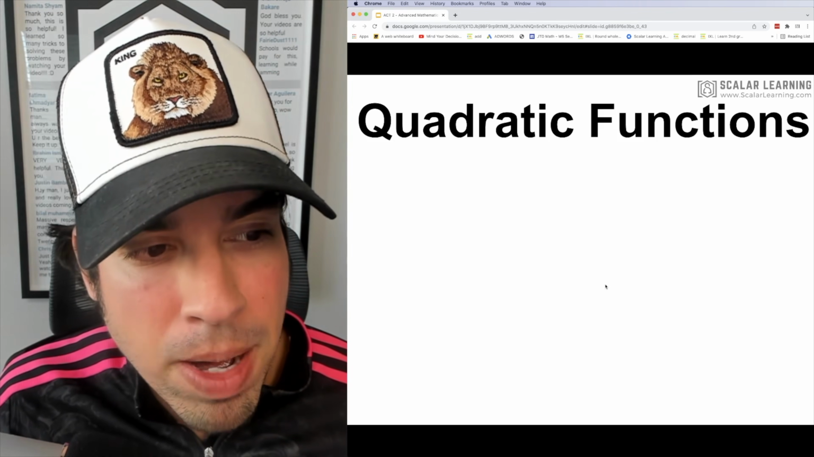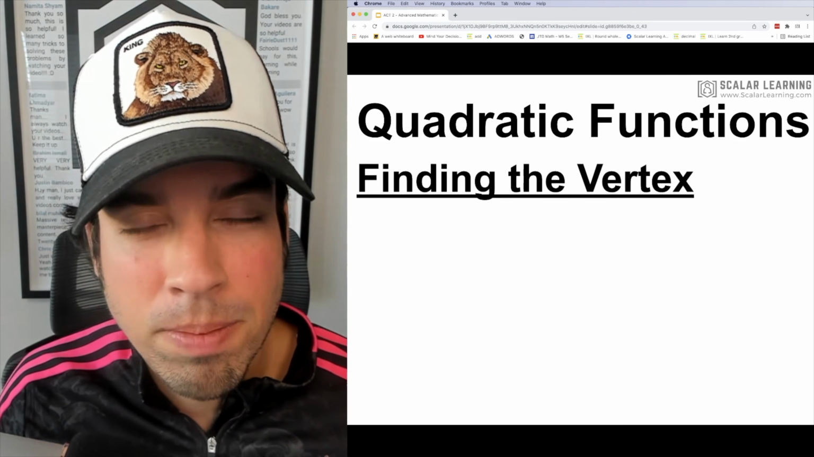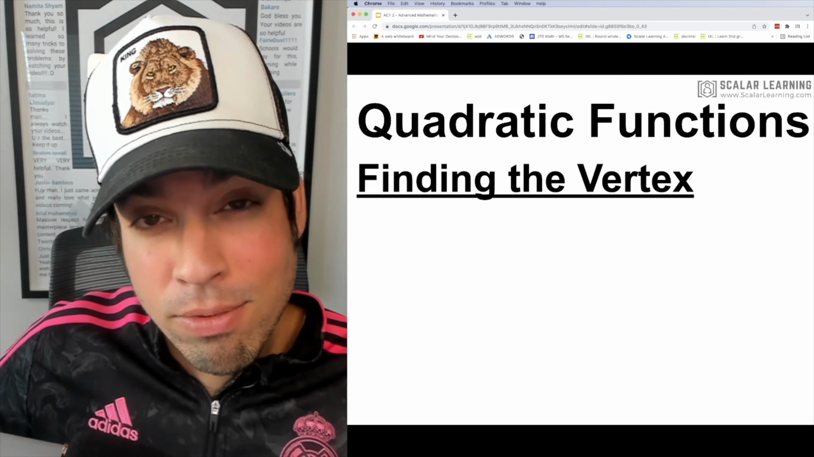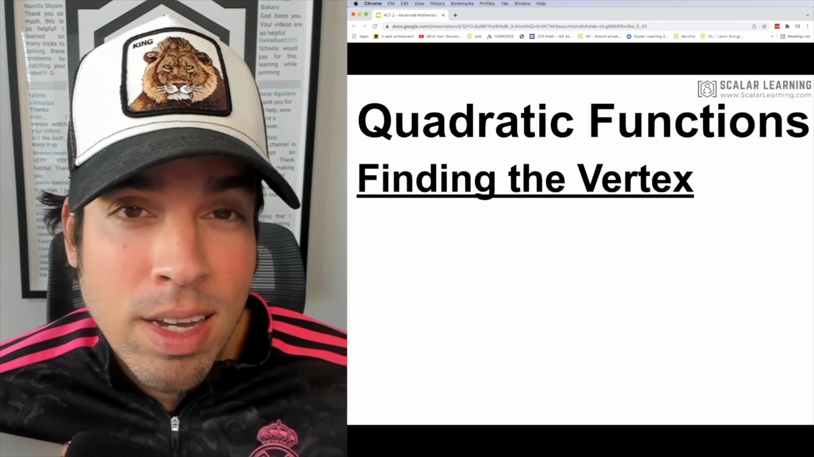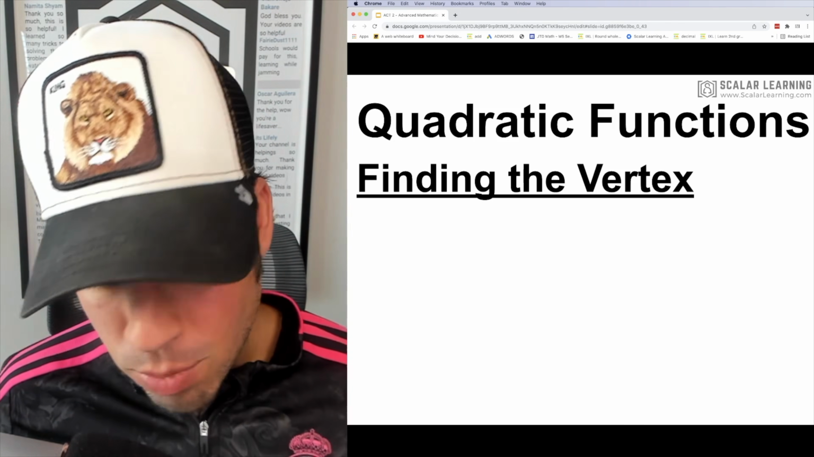Now we're going to talk about finding the vertex when something is in standard form. So again, in vertex form, it's pretty easy to spot, but what about if it's presented in standard form? How do we do it?